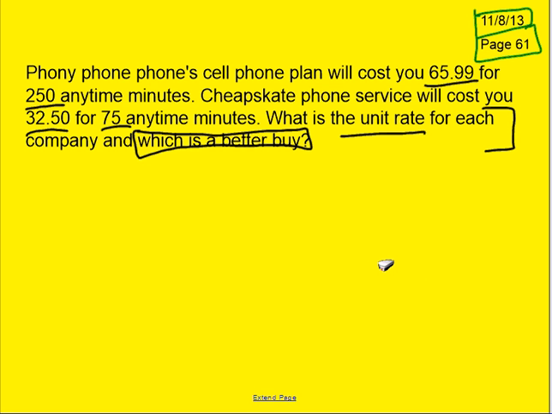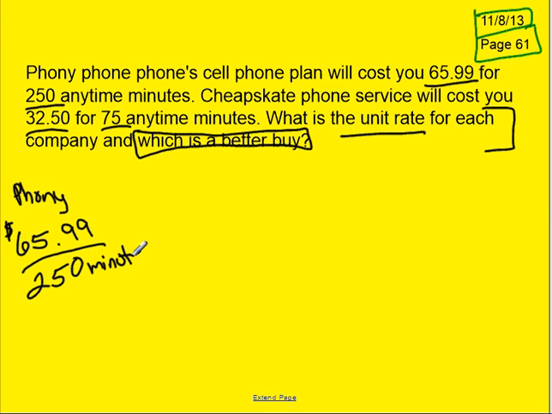Well, we know how to do unit rate. Sorry, guys. We've been doing it for a few days now. So let's find the unit rate first for each company. Let's go with Phonyphone Phone's cell phone plan, and it is $65.99 per every 250 minutes, right? That's dollars, that's minutes. For a problem like this, believe it or not, I will let you use a calculator. So I'm not going to make you do long division on that problem. I know, aren't you excited?